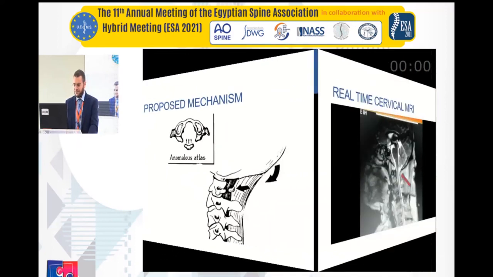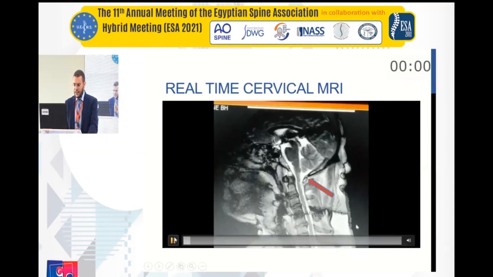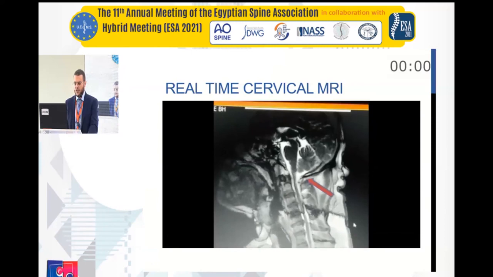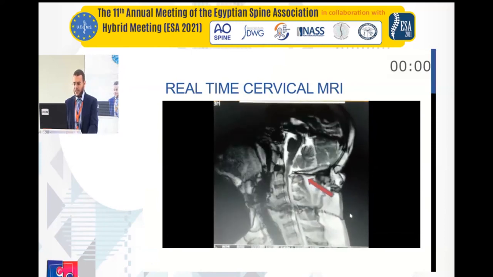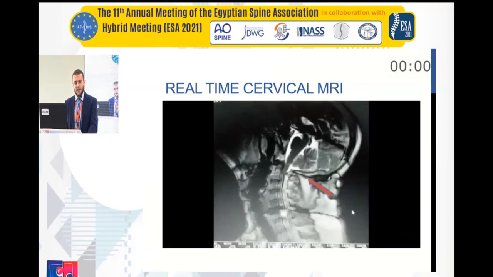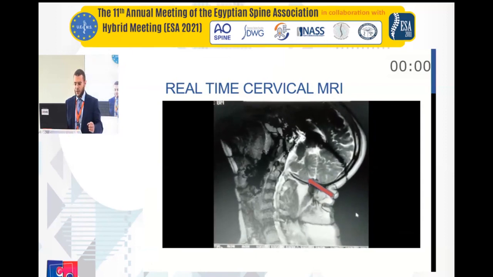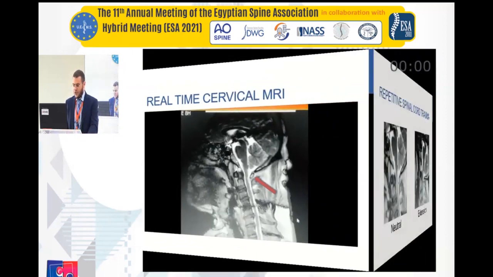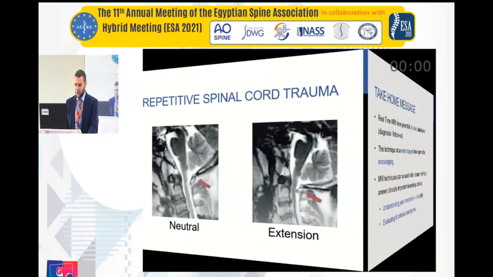And they said, let's try the real-time MRI here. We did the real-time MRI on this patient. Look at the posterior arch of C1 while the patient extends his neck. You can see how dramatically this piece of bone is squeezing the spinal cord while he extends his neck. He said, when I extend, I feel like an electric impulse in my hands every time. This is the neutral position, and this is the extension position, and you can see this floating piece of bone compressing the cord.